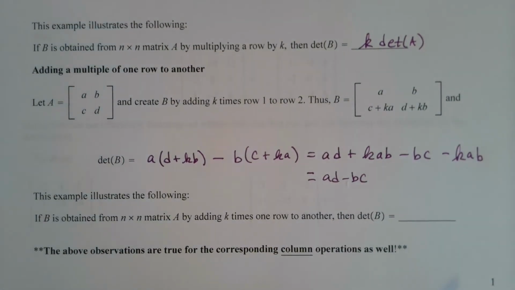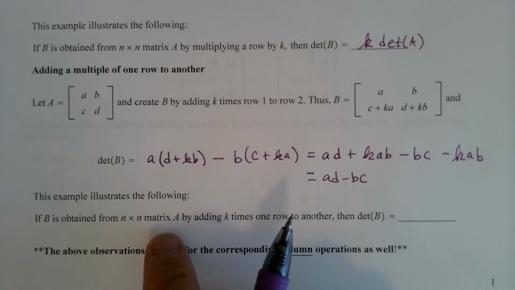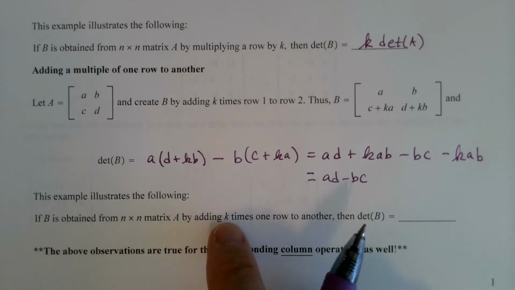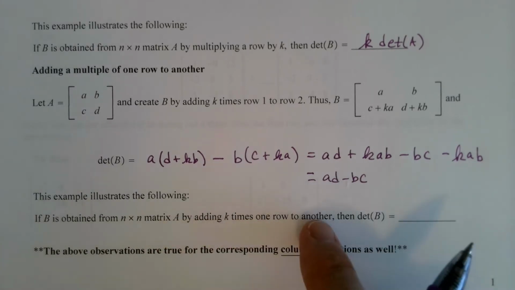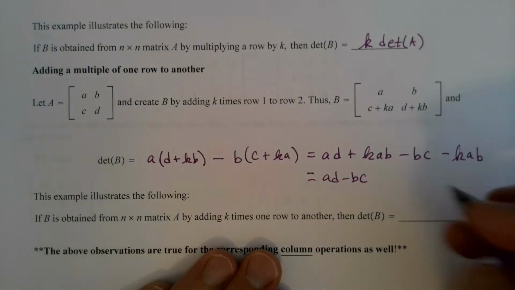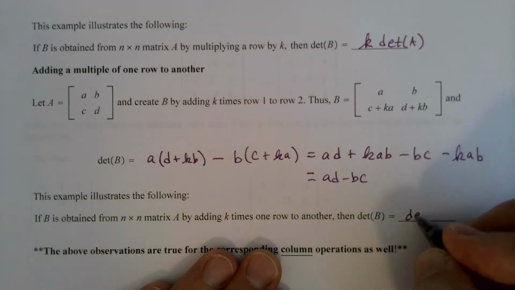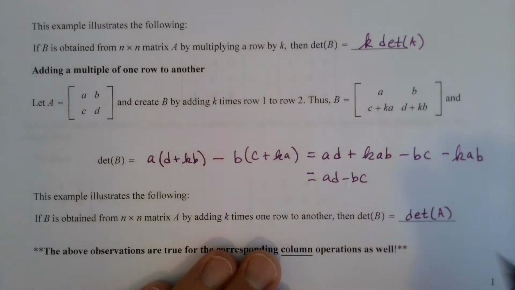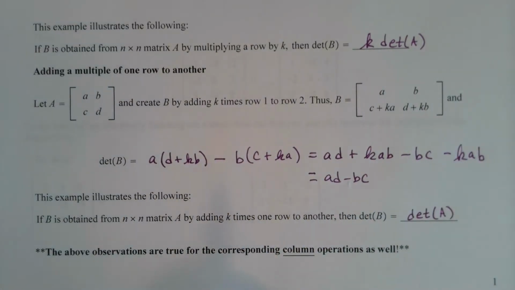Whoa. Do you see what this illustrates? If B is obtained from the n by n matrix A by adding K times any row to another row, then the determinant of B is equal to what? The determinant of A. It's not affected. We get the same thing, and that's pretty crazy. Anytime I add a multiple of one row to another, the determinant of that resulting matrix is the same as the matrix we started with.